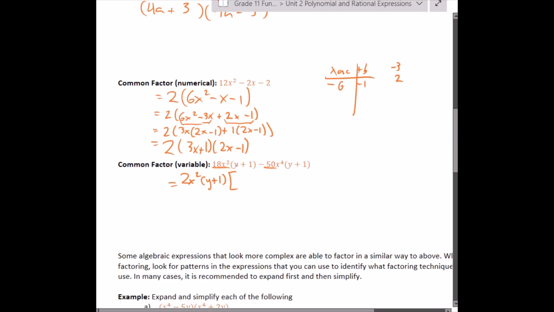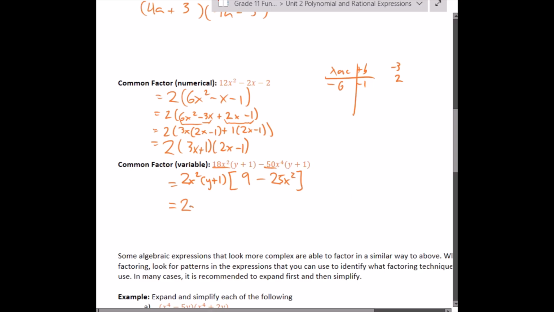18x squared, when we factor out 2x squared, that's going to give us 9. And then minus, we factor out 2x squared from 50x to the power 4. So 50 divided by 2 is 25, and then x to the power 4 divided by x squared is x squared itself. And the y plus 1s are both factored out here. So I can't really do anything outside the bracket here, but I can factor the 9 minus 25x squared. That is a difference of squares.